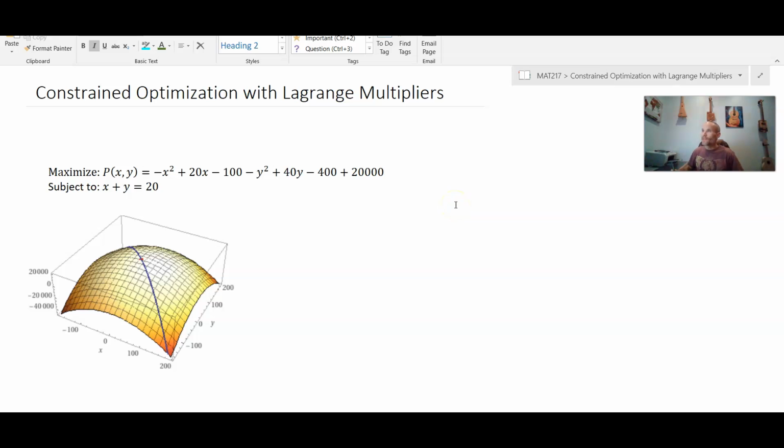So we've now formulated this constrained optimization problem. It's an optimization problem, but it's subject to this constraint that x plus y has to equal 20. The question is, how do we do this? Well, the method or the mathematical technique that we use is called the method of Lagrange multipliers.